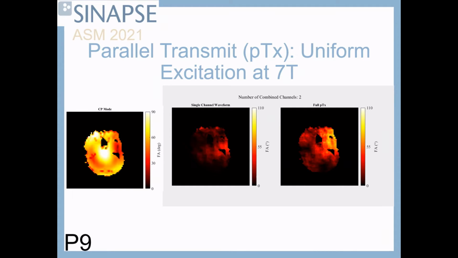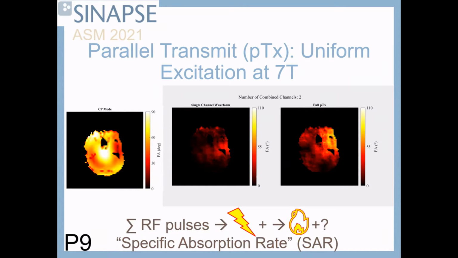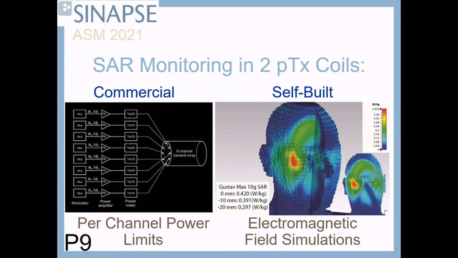Parallel transmit, or PTX, combats this by using a specialized coil driving independent RF channels to generate a uniform excitation, as seen in this gif. Due to the summation of RF pulses, the superimposed electromagnetic fields could potentially cause unintentional heating, also known as the specific absorption rate, SAR. In this poster, we investigate the SAR management of two 7T PTX coils, a commercial one and a self-built one by Shajan Gunamani here at the University of Glasgow.